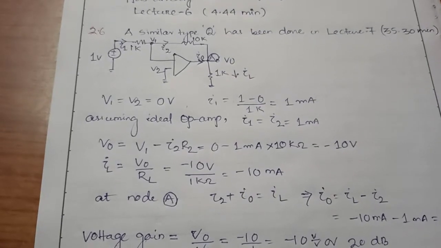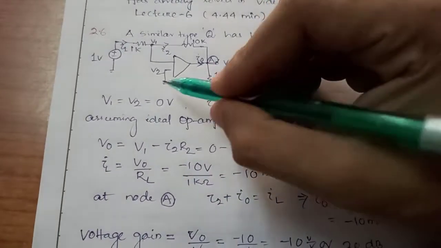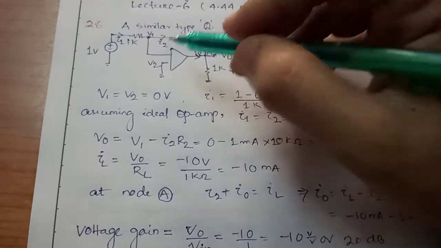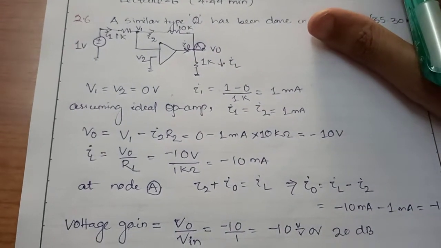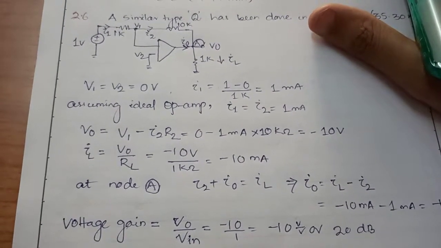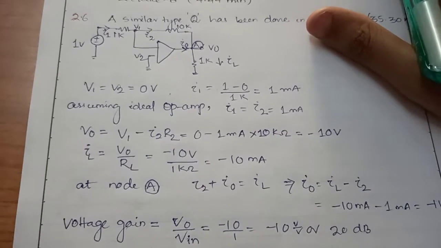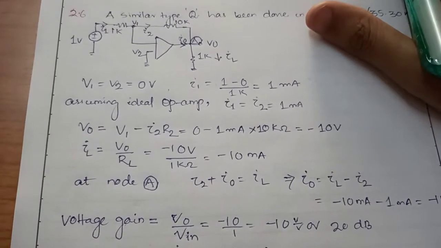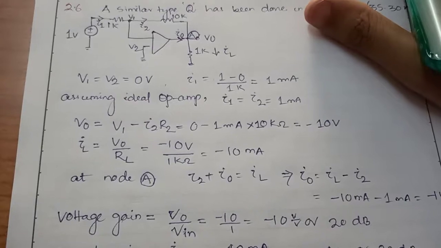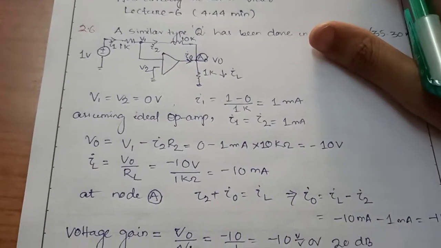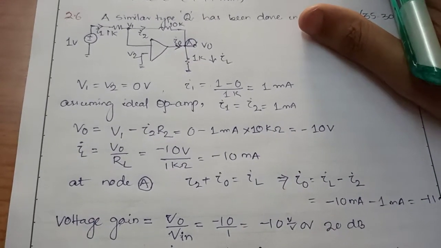In 2.7, a circuit is given. For this figure we have to determine V1, I1, I2, V output, IL, I output also, and also we have to determine the voltage gain, that is V0 by V1, the current gain, that is I load by I1, and the power gain, that is P0 by P input.